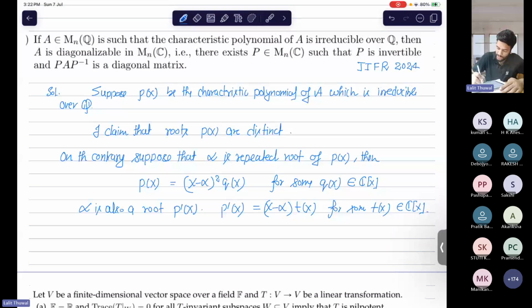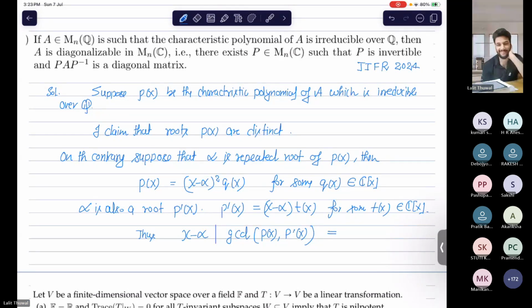So from here, x minus alpha divides both P and P dash x, right? It divides P(x) and P dash x. So it must divide the GCD of P(x) and P dash x. What would be the GCD of P(x) and P dash x over C? P(x) is irreducible over Q. So what would be the GCD? Just let me know over Q.